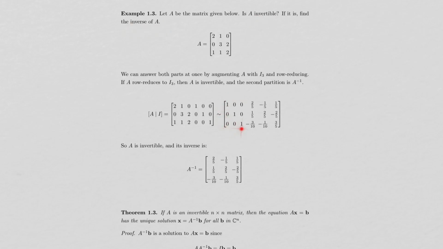If we do get the n by n identity, or the 3 by 3 identity in this case, which we got, then the answer to this question is yes, it is invertible. And moreover, here's A inverse right here. These three columns are the three columns of A inverse. So we just copy and paste these into a new matrix, and there's A inverse.